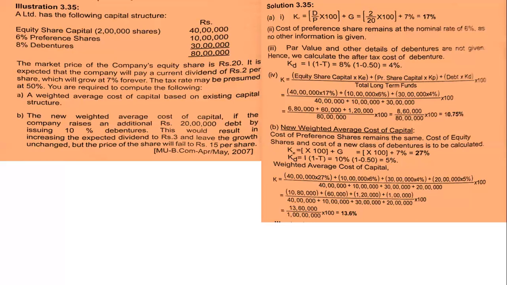Now we have all the information, we just have to fit it into the formula to arrive at the weighted average cost of capital. So 40 lakhs into 17% is the cost of equity, 10 lakh into 6% is the cost of preference capital, 30 lakh into 4% is the cost of debentures. And all these three things must be divided by the respective share of capital. So 6 lakh 80, 60,000, 1 lakh 20 divided by 80 lakh. So we'll be getting 10.75% as the weighted average cost of capital.